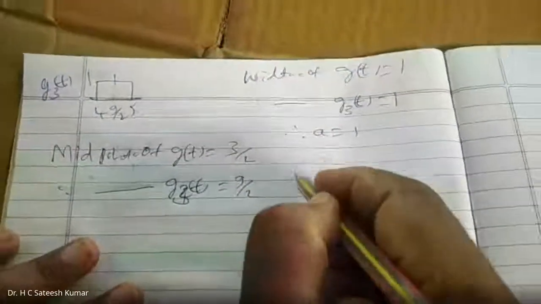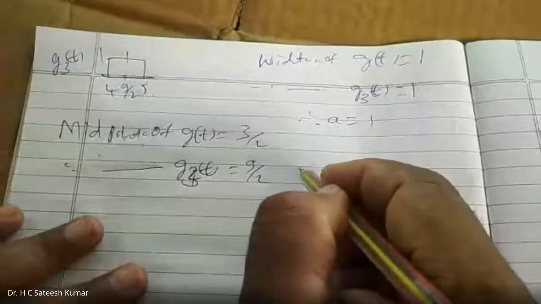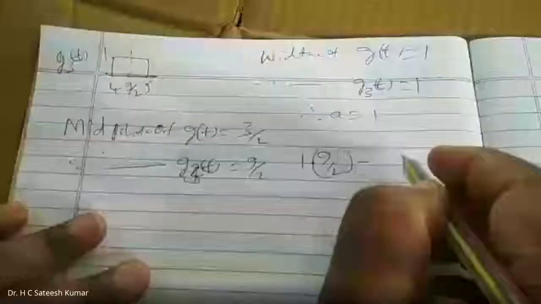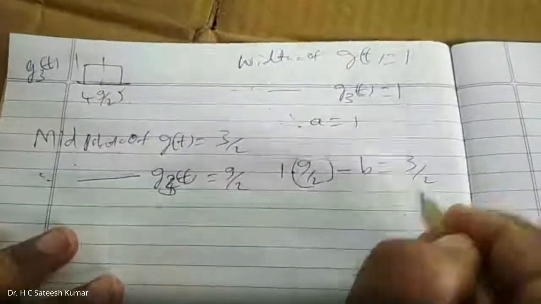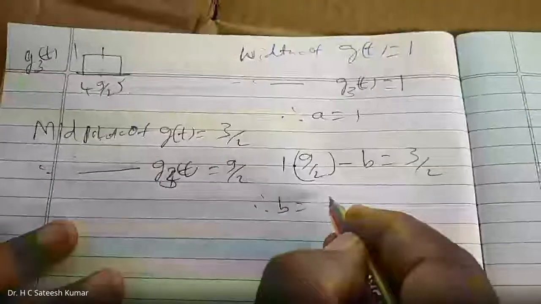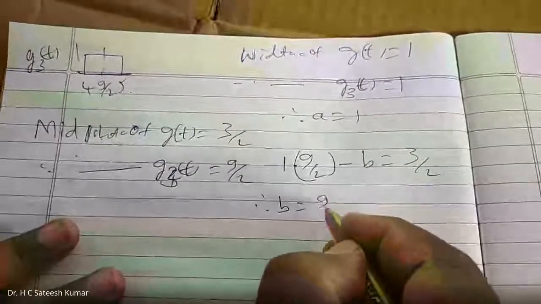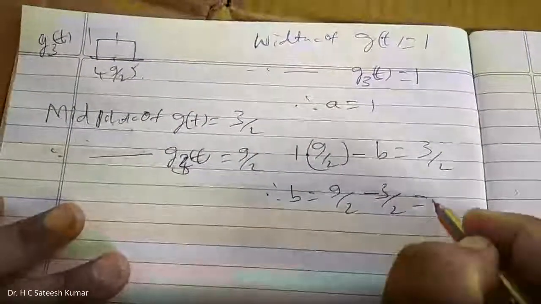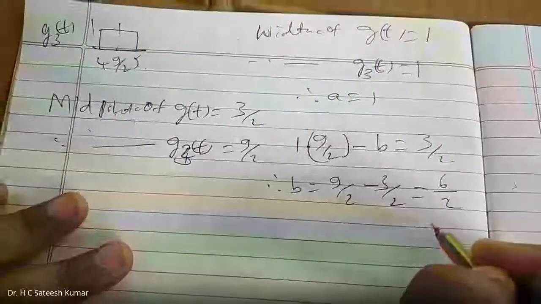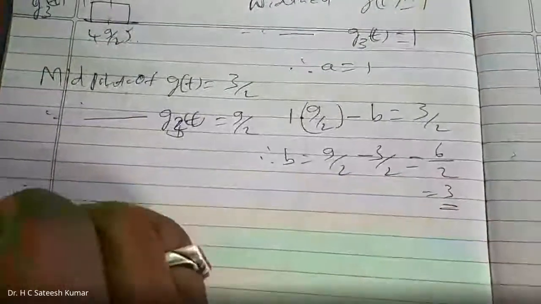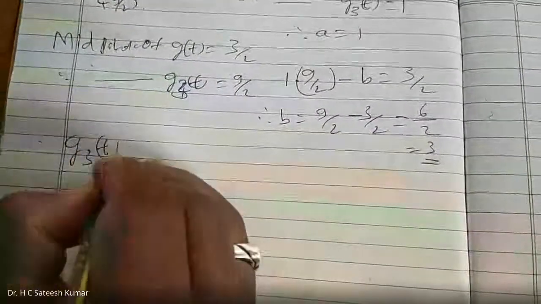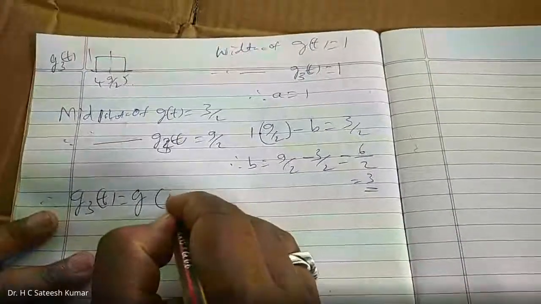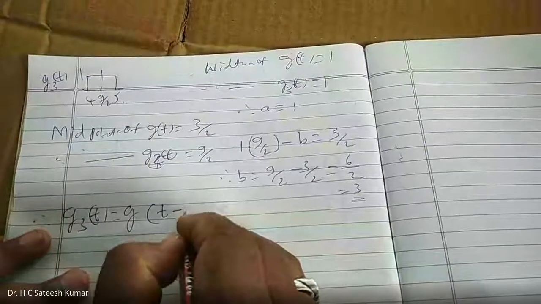So therefore, A t minus B, where A is 1 and t is the midpoint, 9 by 2 minus B is equal to 3 by 2. Therefore, B is equal to 9 by 2 minus 3 by 2, which is 9 minus 3 is 6 over 2, which is equal to 3. Therefore, G3 of t is equal to G of 1 into t minus 3.